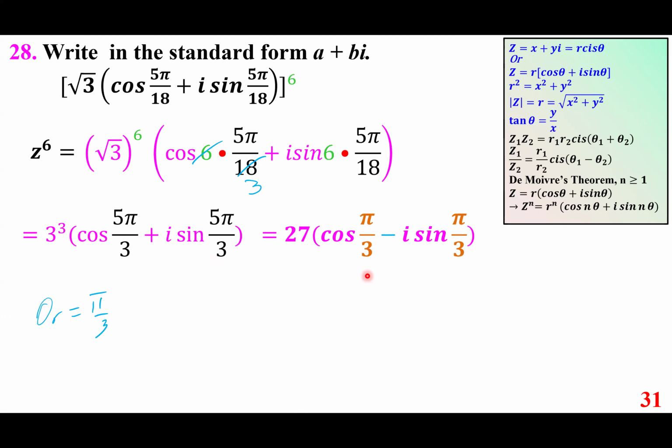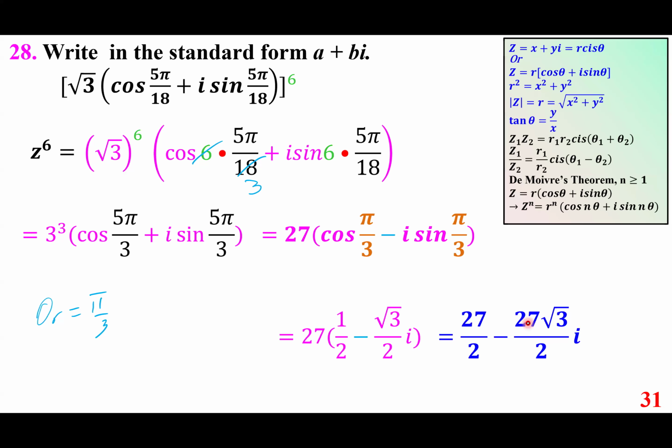Now, what is cosine of pi over 3? 1/2. What is sine of pi over 3? Square root of 3 over 2. So this is 27 halves minus 27 square root of 3 halves i. This is the standard form.